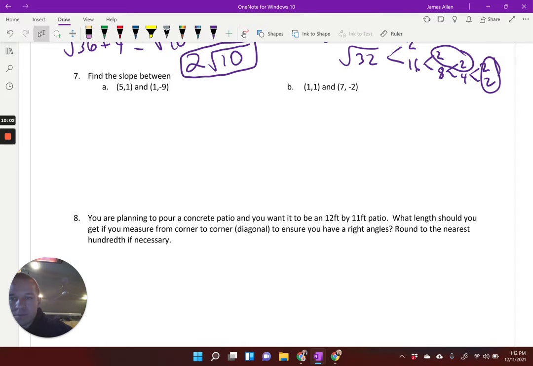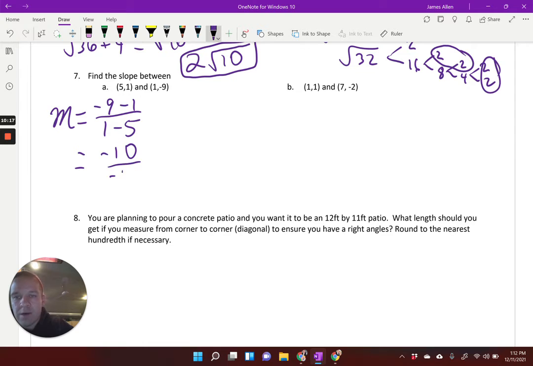Okay, slope. Change in y over change in x. So my slope is y2 minus y1 over x2 minus x1. Make sure you stay in the same order. Whichever ordered pair you start with in the numerator, start with in the denominator. Negative 10 over negative 4. This is positive 5 over 2. All right, next one.